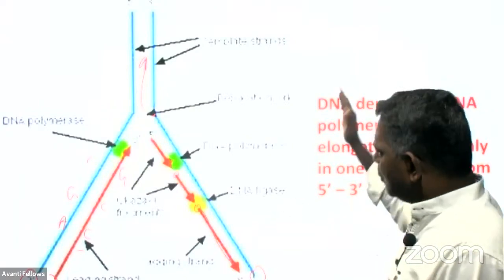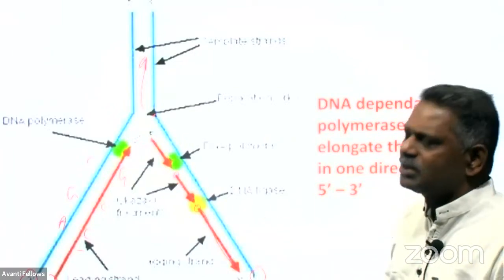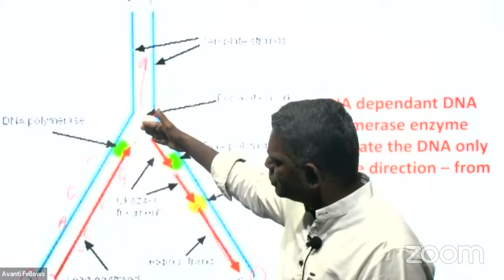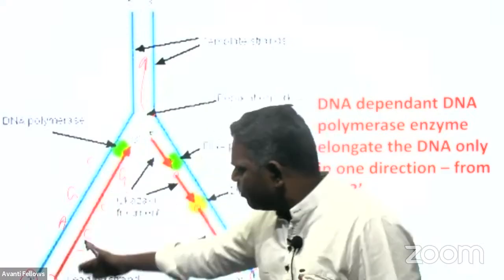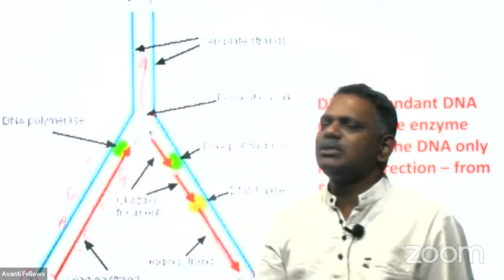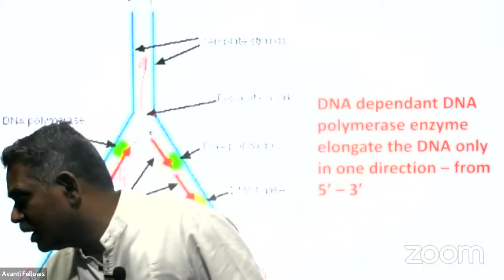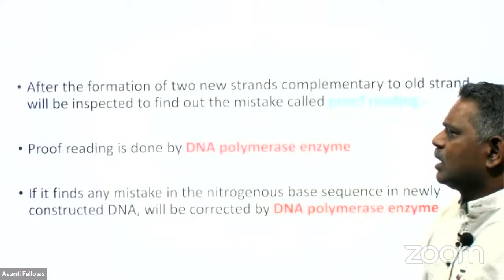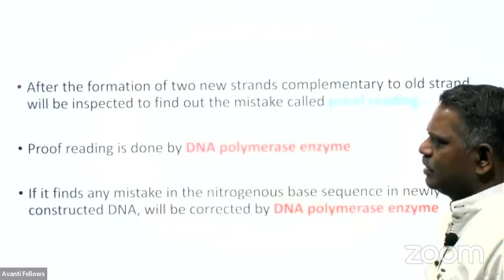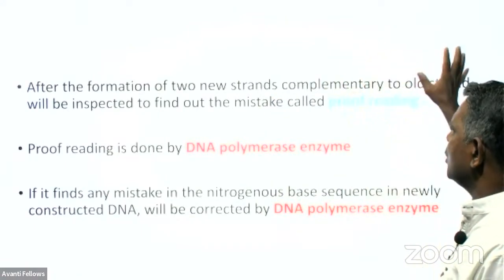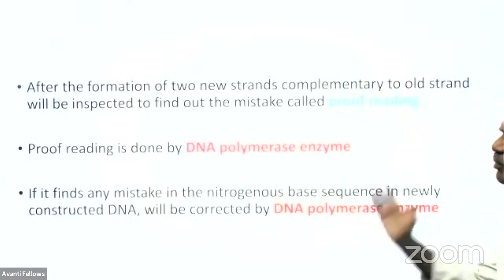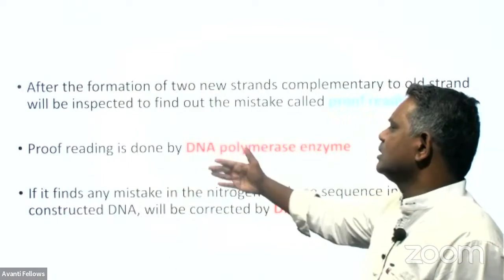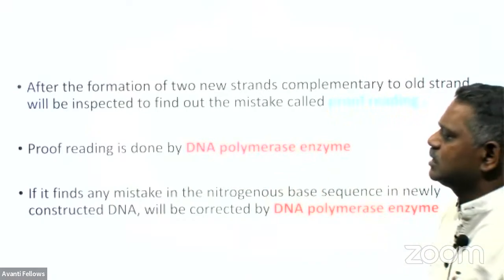DNA polymerase goes for proofreading to identify the mistake, inspecting from one end to another. After constructing that new strand of DNA, the polymerase enzyme runs from one end to another to inspect and find out the mistake. And that only we call proofreading. And after proofreading, if they find any mistake, naturally they will replace and repair it. So after the formation of the two new strands complementary to the old strand, they will be inspected to find out the mistake. That only we call proofreading.